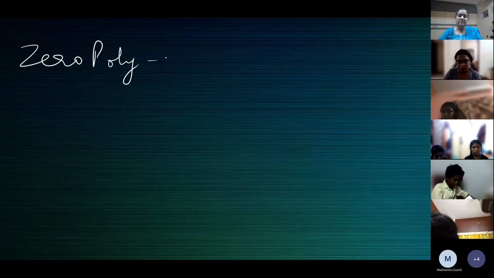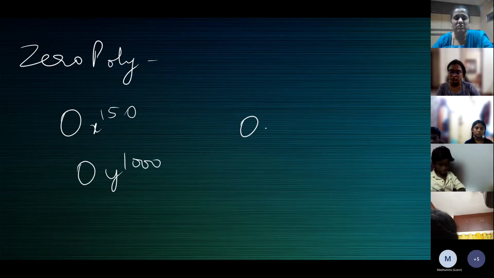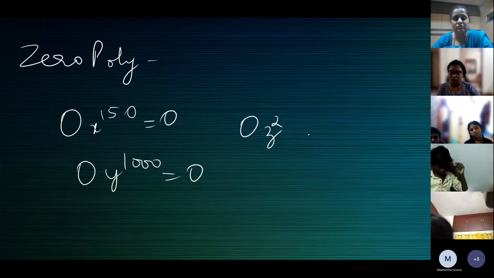Now coming to a zero polynomial. We said that the degree of a zero polynomial is not defined because each one of us will write 0 in different ways. I'll say 0 x to the power 150. You will say 0 y to the power 1000. Somebody else is going to write 0 z to the power 2. And in every case the value is 0 because it is into 0.